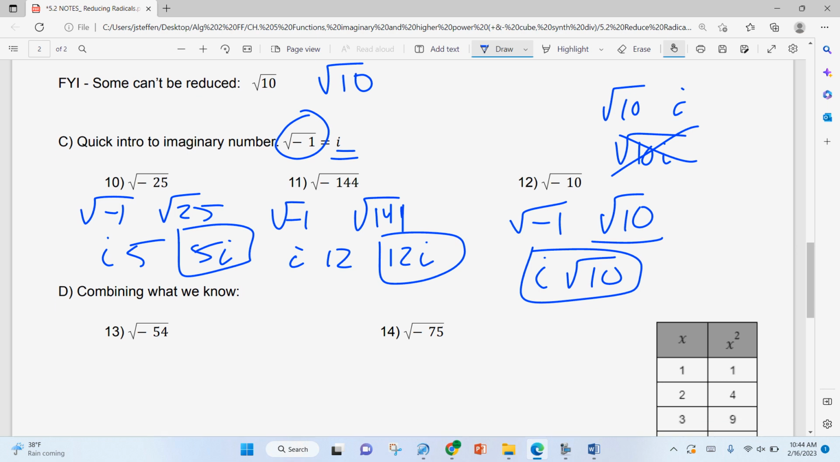So, any questions on that so far? Once you know that, that is the only difference. We literally are doing the same thing we just did. It's just that there's going to be an i in there. That's it. Yes, question.